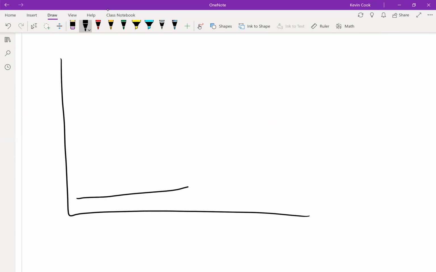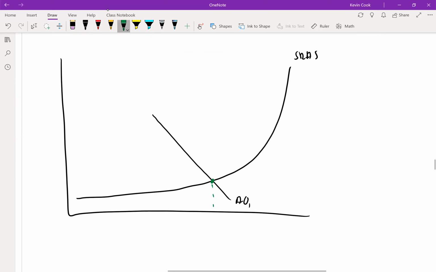So again, we'll have our aggregate supply curve. And for now, I'm going to focus mostly on the short run. And suppose that we have our initial aggregate demand, AD1. And this will give us an initial price level and an initial output.